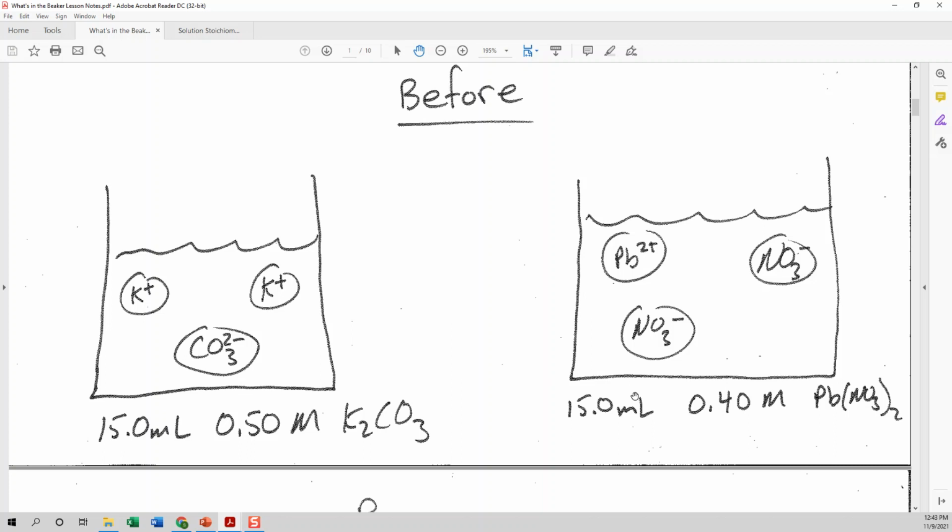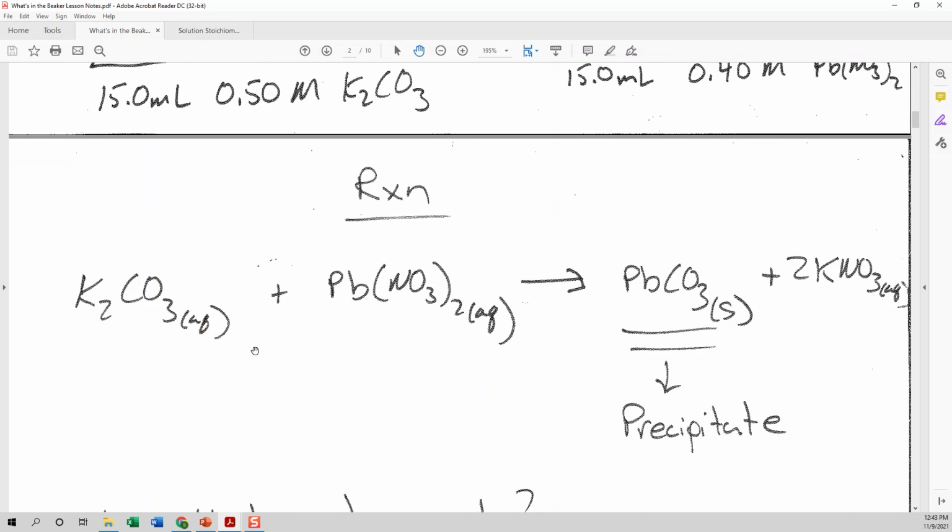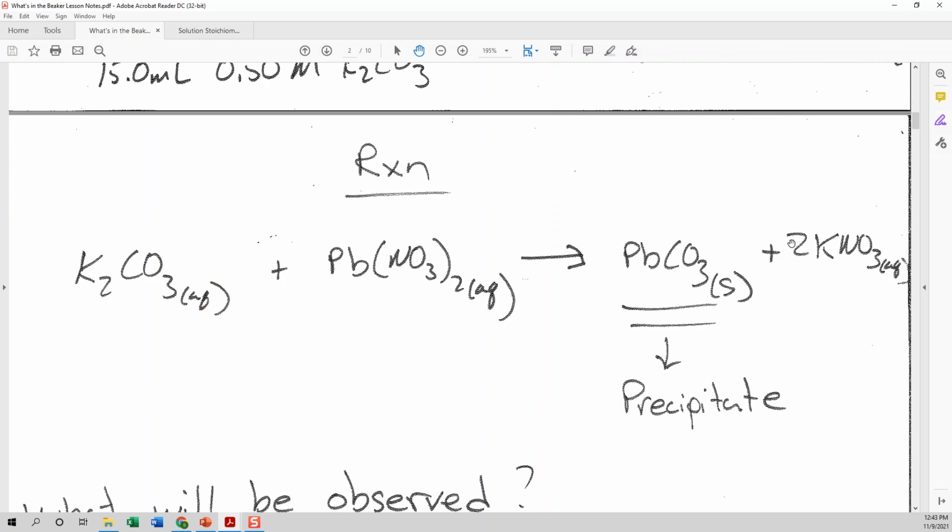Now, we have 2 aqueous compounds, ionic compounds. We should be thinking double replacement reaction. So before we look at the equation, I should just understand potassium ions can now come in contact with nitrate ions, okay? But we know nothing's gonna happen when potassium bumps into nitrate because we know potassium nitrate is a soluble compound. And lead can now come in contact with carbonate. And we are going to get a precipitate because lead carbonate is not soluble based on our solubility rules, all right? So this is the reaction that's going to happen.